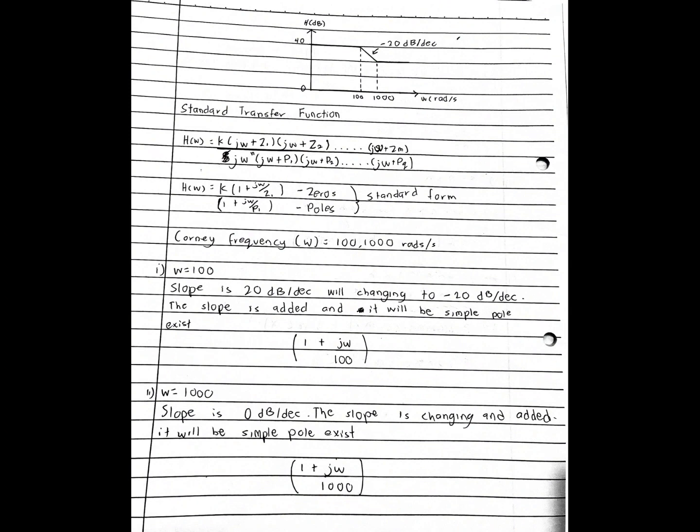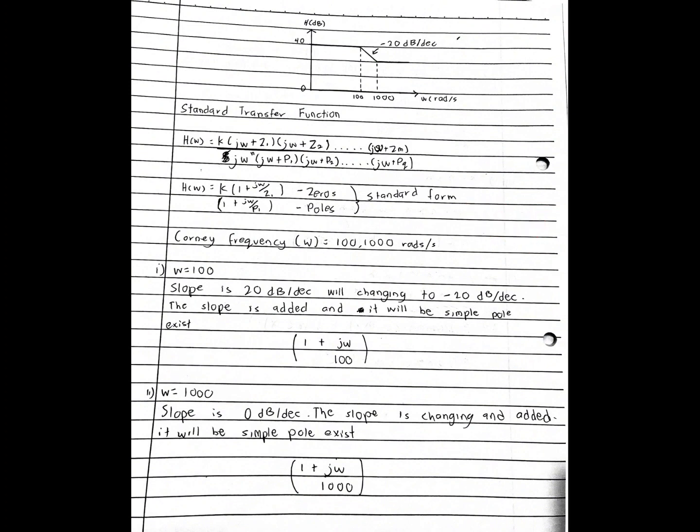For this Bode plot, firstly we have to find the right form for the Bode plot to find the transfer function. The standard form for all transfer functions is like this. But usually the form we use for this Bode plot is H(ω) equal to K multiplied by jω, divided by 1 plus jω multiplied by 1 plus jω per P1. The upper part of this form we know as zeros and the lower part is for poles.